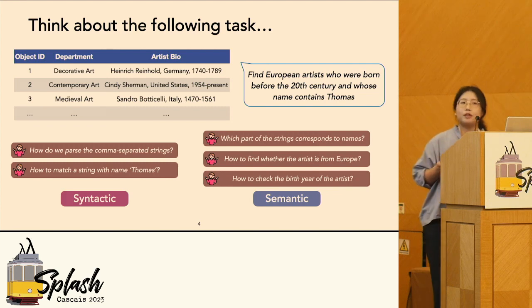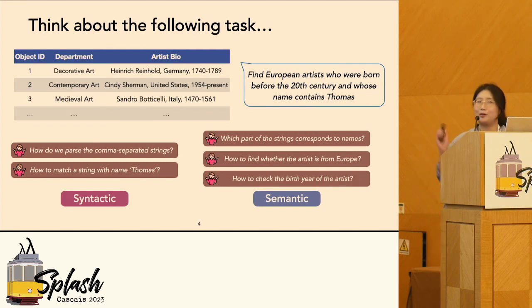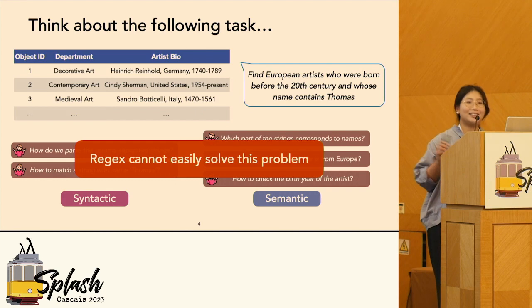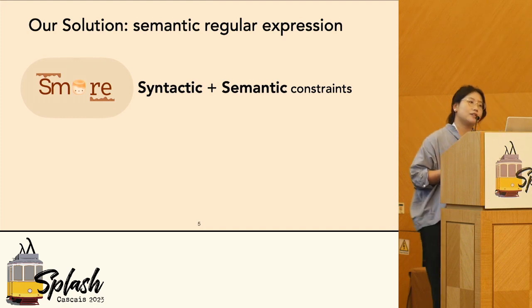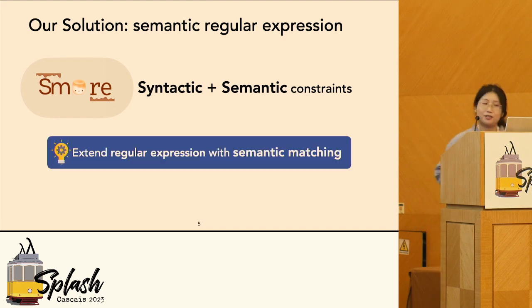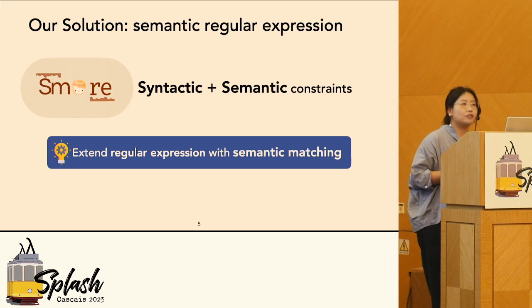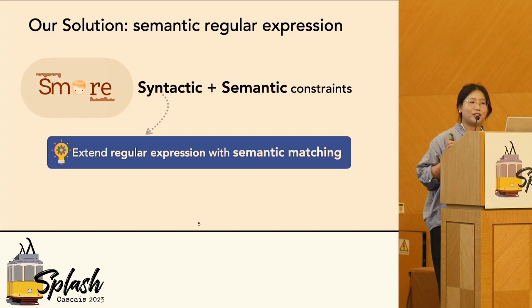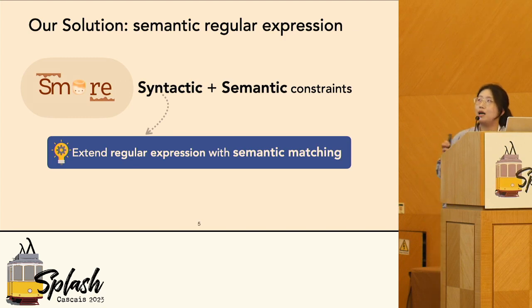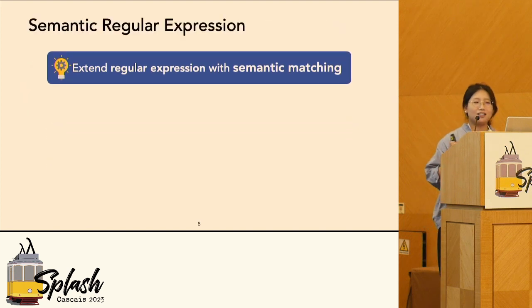So if you think about using a regex to solve this task, I hope you can easily come to the conclusion that regex cannot easily solve this problem because there's a lack of support for semantic constraints. So in this work, I present SMORE, which stands for semantic regular expression, which supports matching a combination of syntactic and semantic constraints. It relies on the idea of extending regular expressions with semantic matching, where regular expression, of course, is very good with syntactic matching, and we have a semantic matching mechanism to handle semantic constraints. So how exactly does it work?